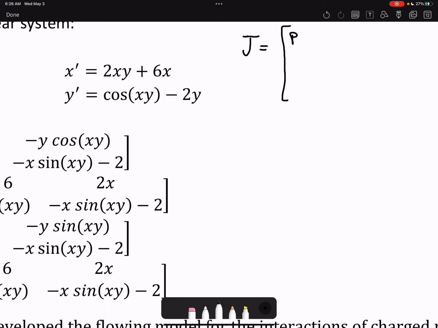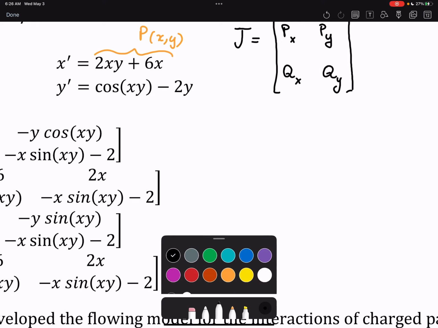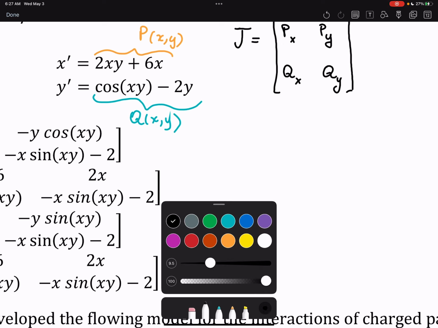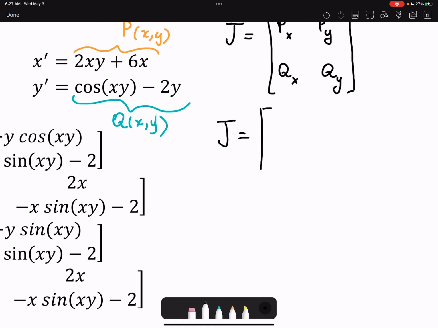It's really just a matrix with the derivative of a function with respect to x and that same function's derivative with respect to y, and then the derivative of another function with respect to x and that same function with respect to y. So I'm just going to say that this is my p of x y, and let's see that this is my q of x y. Okay, so what is the Jacobian going to be like?